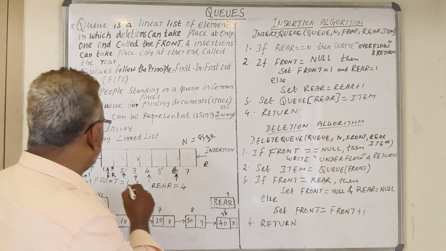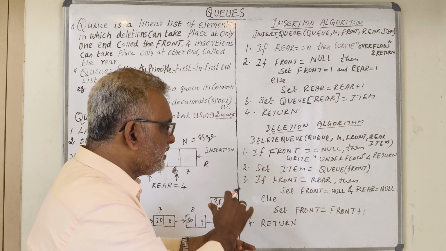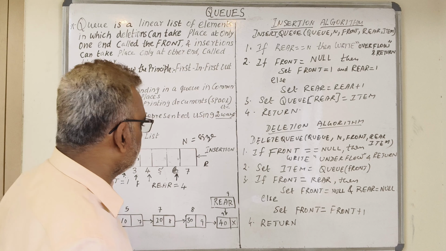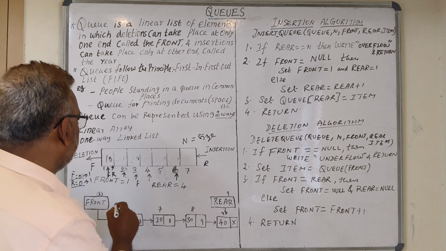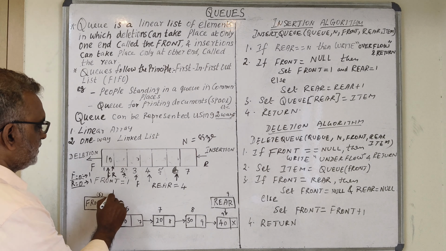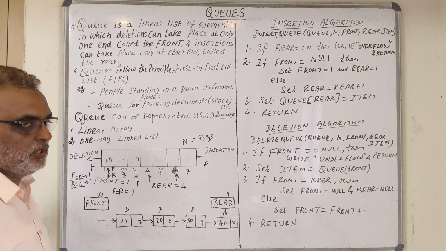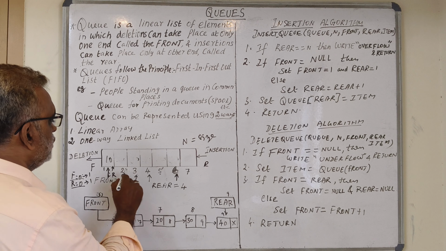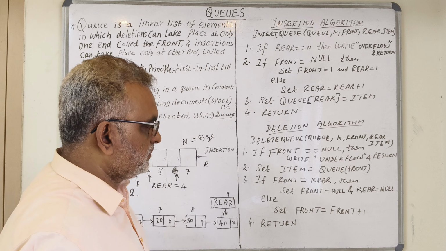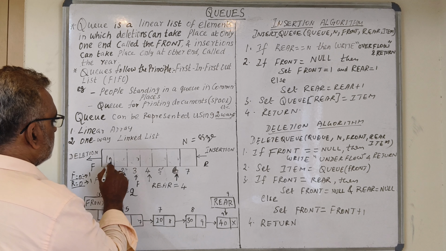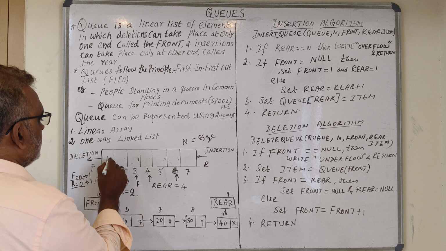Take the element from the queue and store it in the variable item. If front is equal to rear, both represent the same value, for example 1 or 2, whatever it may be. That means the queue contains only one element. For example, let us consider this element, 10. We are deleting this element.